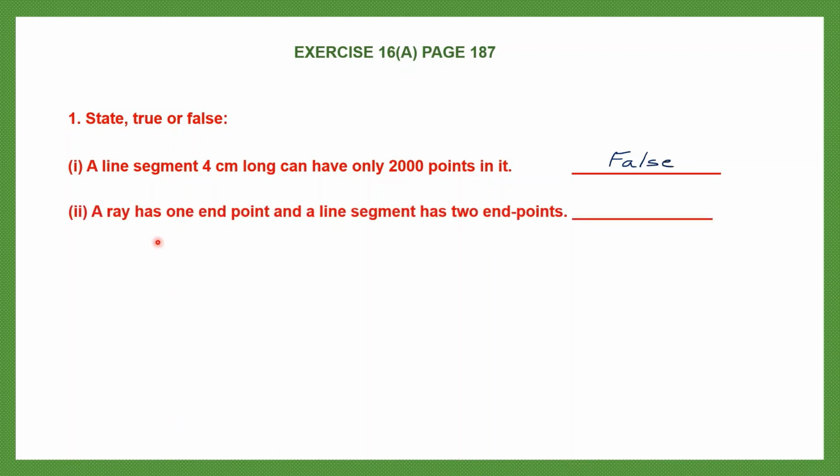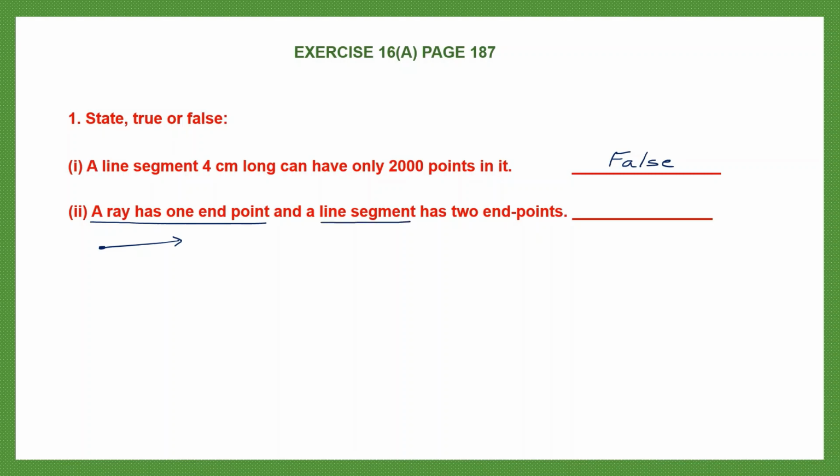Question 2. A ray has one endpoint and a line segment has two endpoints. Okay, so let's draw a ray. Now suppose I draw a ray. Now this end goes on endlessly and this end is fixed. That means a ray has one endpoint. That part of the statement is true.